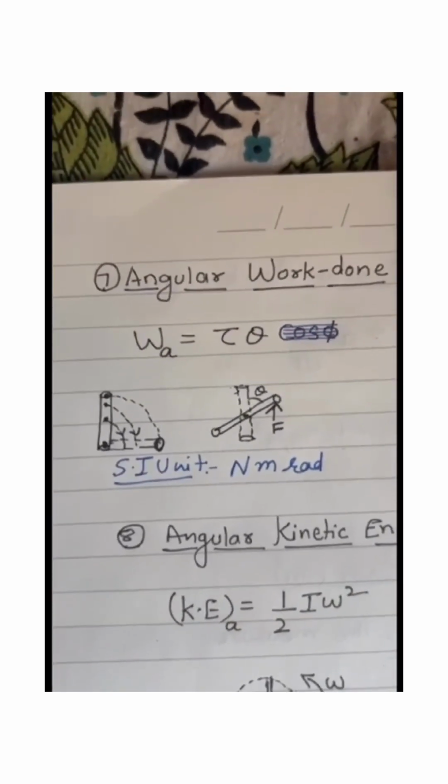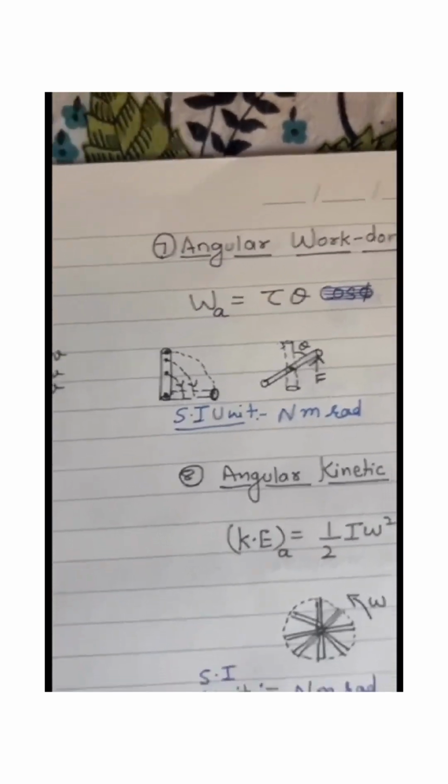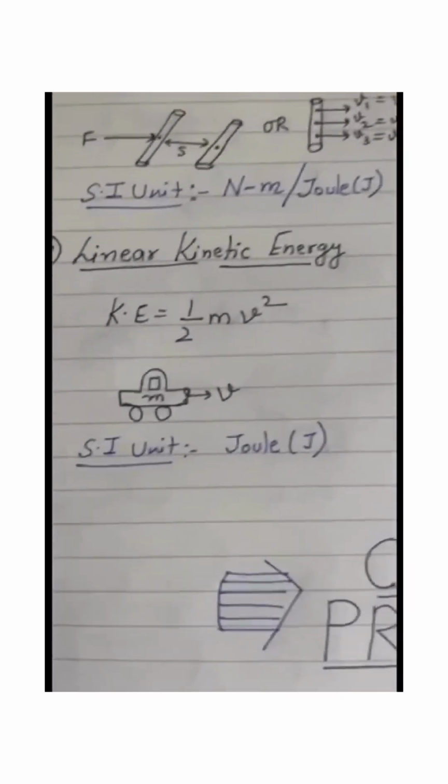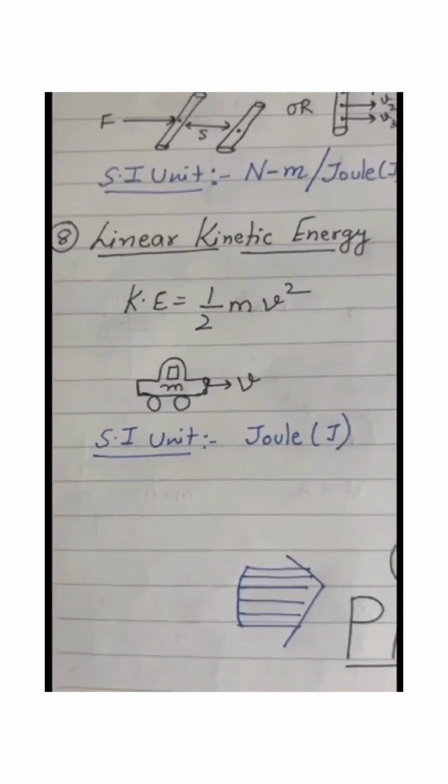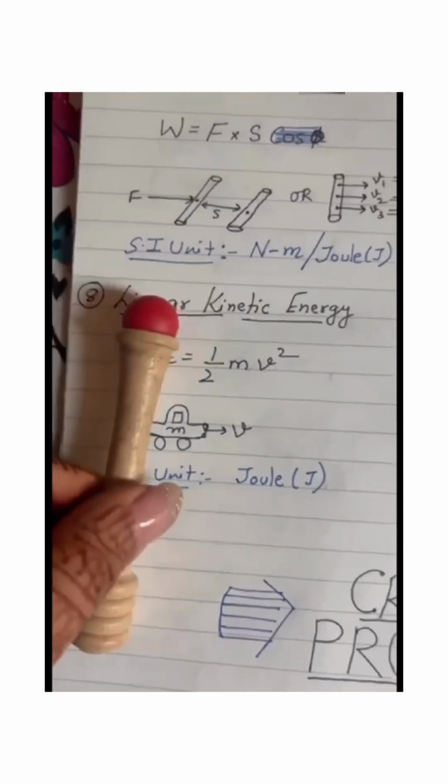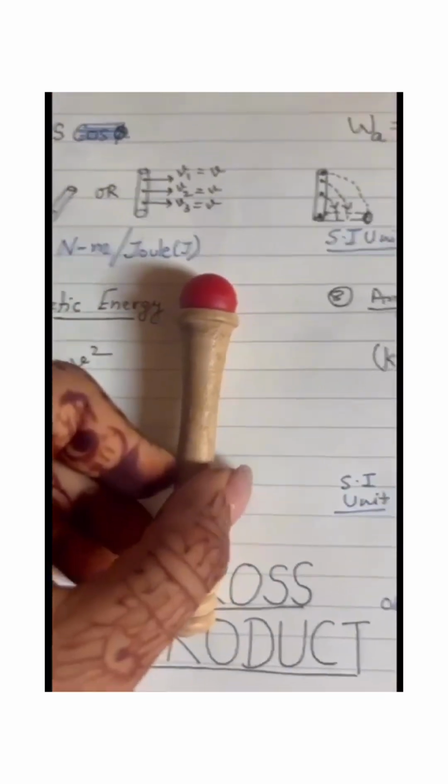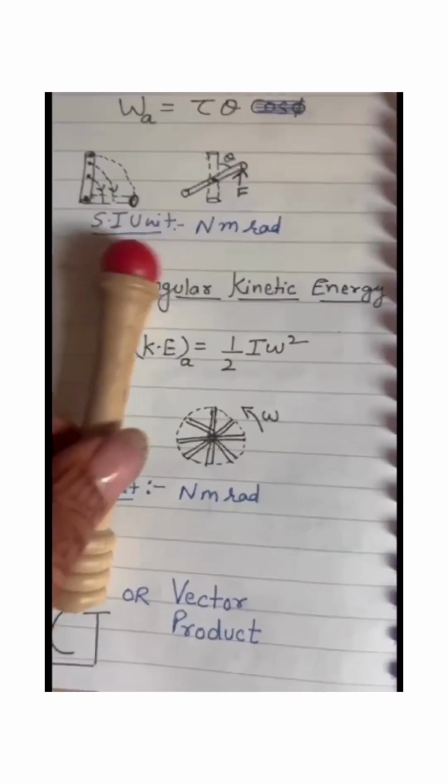Next is linear kinetic energy and angular kinetic energy. By analogy, linear kinetic energy is half mv square and the angular kinetic energy is half I omega square.